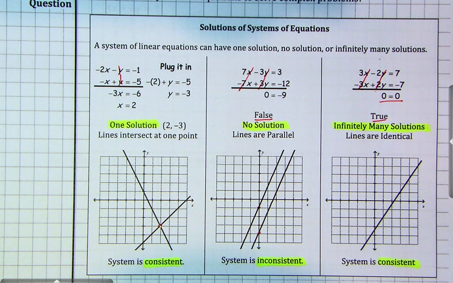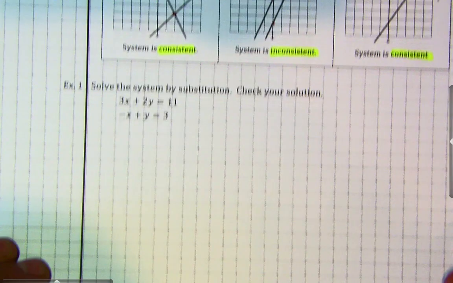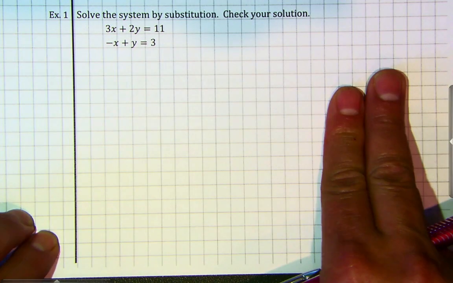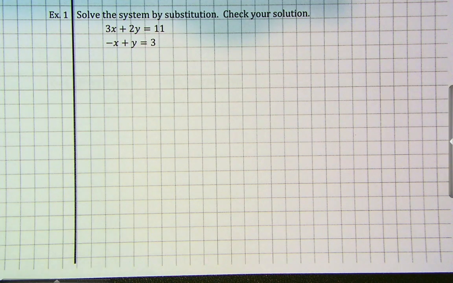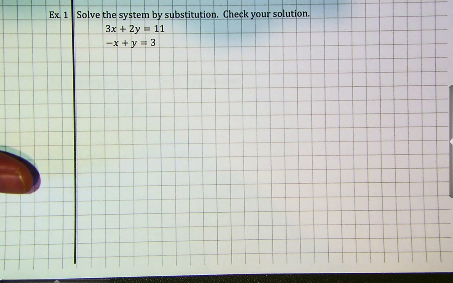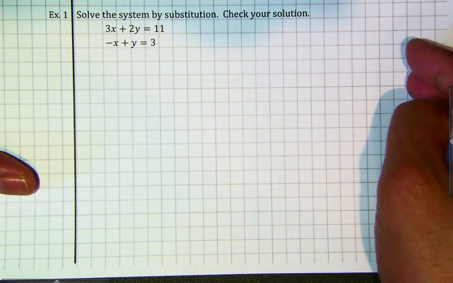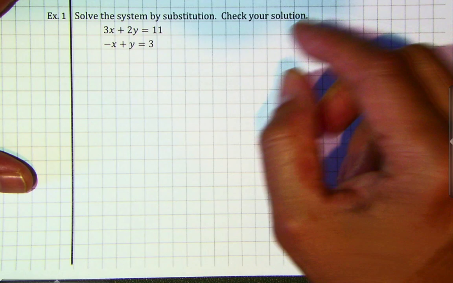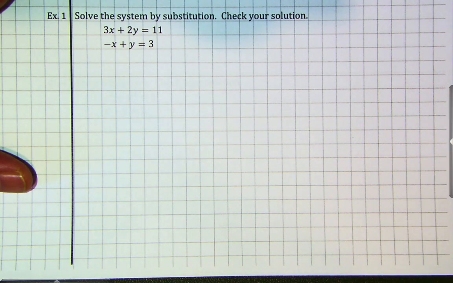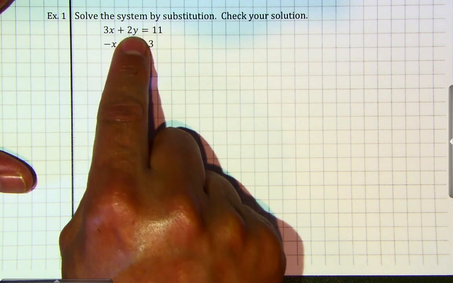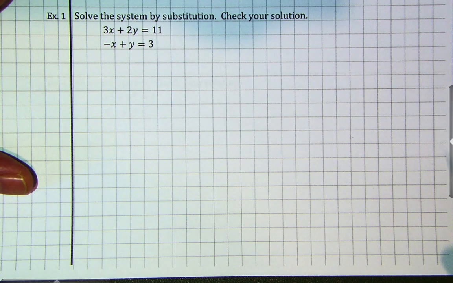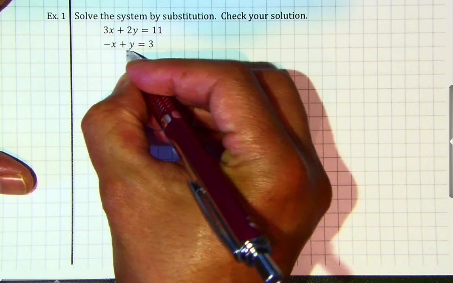But let's start example number 1. Go and copy it down, pause it, and we'll start once you're ready. Solve the system by substitution. Back in Algebra 1, you covered solving systems by substitution and by combination. By substitution, you need to decide which variable you want to solve for. You can choose this x, this y, this x, or this y. Which will be easiest? Correct, let's solve for this y.